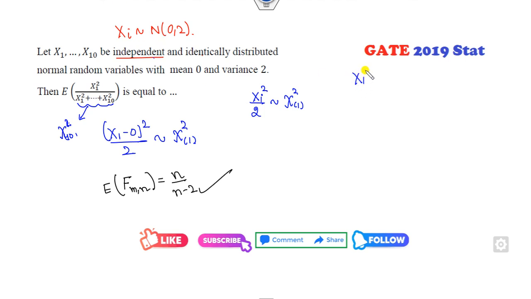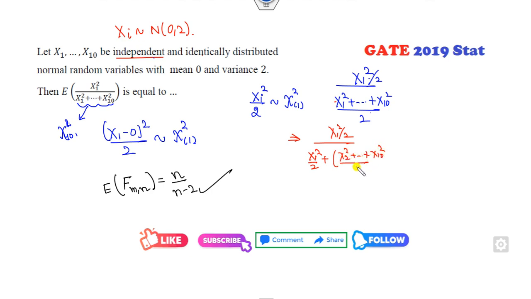So what is given to you? x1 square plus x10 square. If you divide it by 2, it's a chi-square. So this is chi-square, this is chi-square, but they are not independent. What I can do is separate x1 square over 2, and the rest of them I can separate here. Now it's a chi-square, a chi-square, and a chi-square. But this pair is not independent. The ratio is not independent.